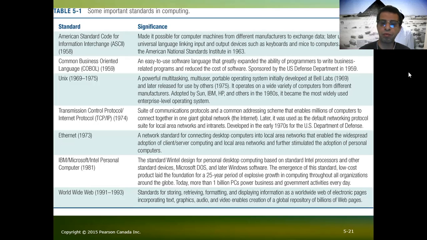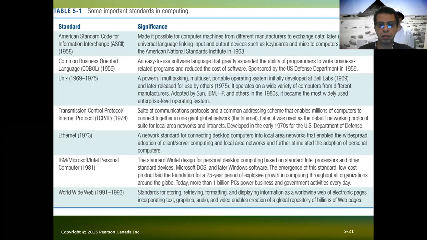It is a powerful multitasking, multi-user portable operating system. It's usually used for servers. Mostly Sun used Unix until now, and it was initially developed by Bell Labs and later released to other users. It depends on the widespread use of computers from different manufacturers. The free version of Unix is Linux, probably adopted, but less.